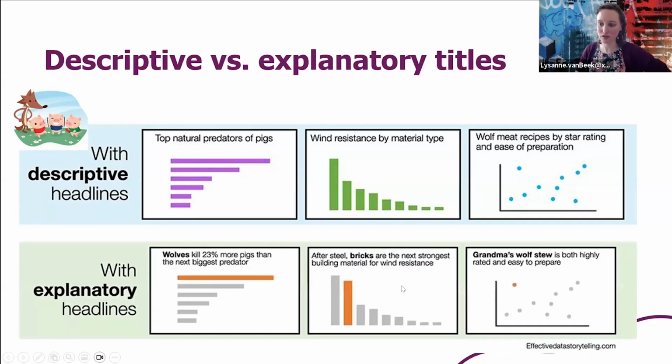Compare these titles to these. So now we have wolves kill 23% more pigs than the next biggest predator. Or after steel, bricks are the next strongest building material for wind resistance.